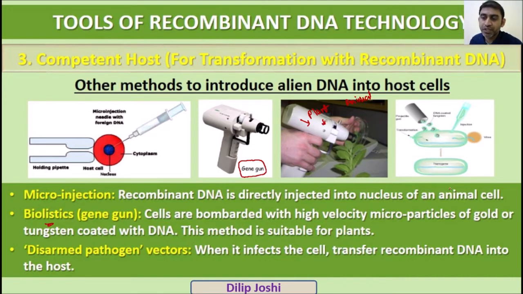For promoting tissue repair and reducing healing time, this method made a great impact on the field of vaccine development. So this is the gene gun. Cells are bombarded with high velocity microparticles of gold or tungsten coated with DNA, and this method is suitable for plants. A disarmed pathogen is also used, meaning when it infects the cell, it transfers the recombinant DNA into the host.